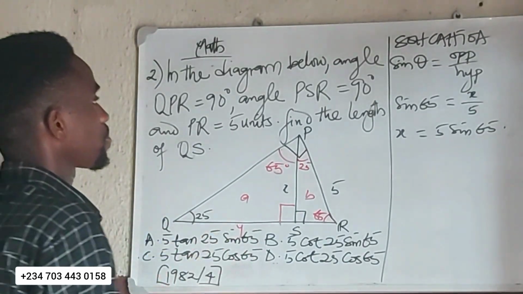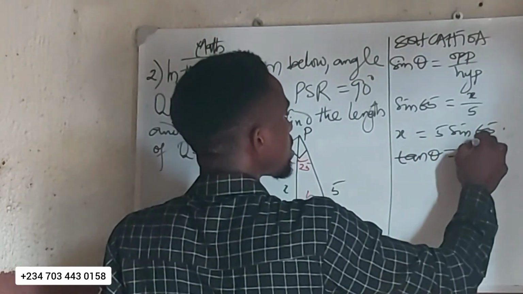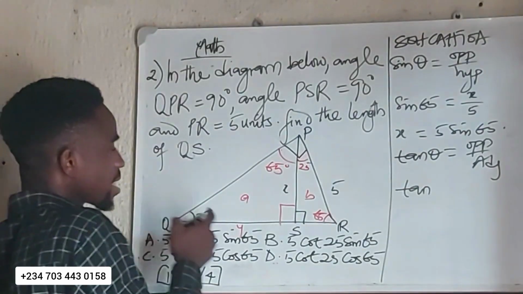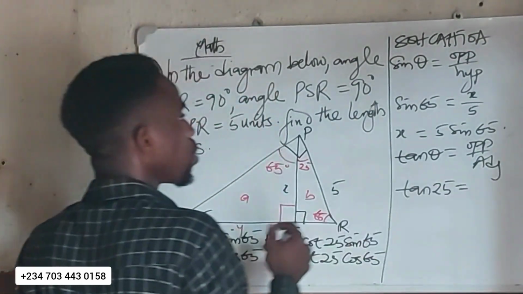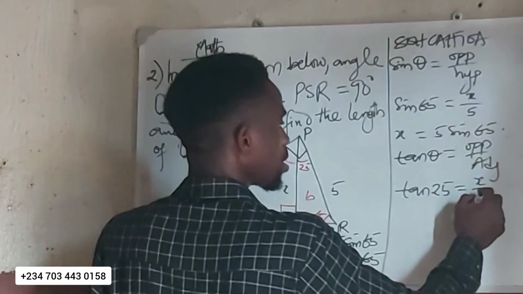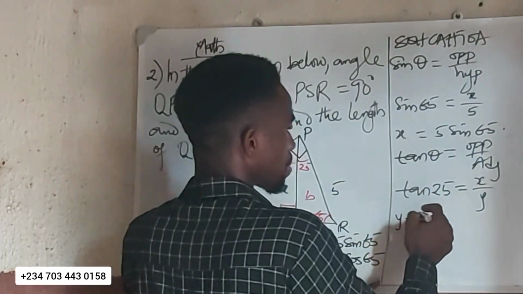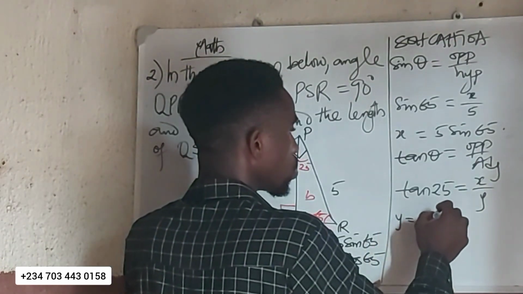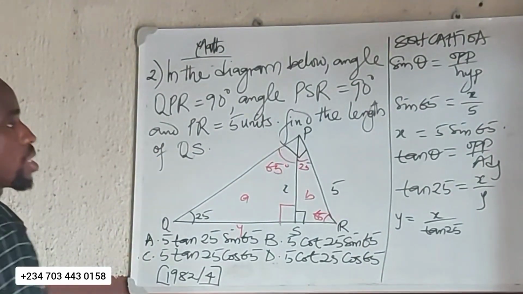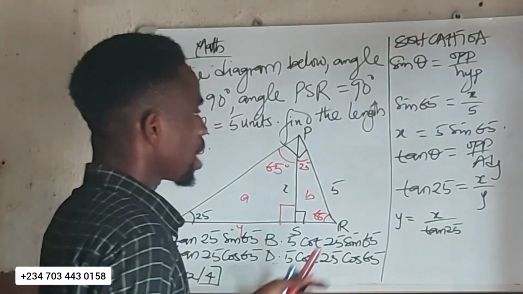So we say that tan theta is opposite upon adjacent. So tan, our theta in this case is 25, our opposite is x upon our adjacent is the side we are looking for, y. So to make y the subject, we just cross multiply and you have that y is equal to x upon tan 25. When you cross multiply and divide by tan 25, you get that y is equal to x upon tan 25. And we know the value of x.